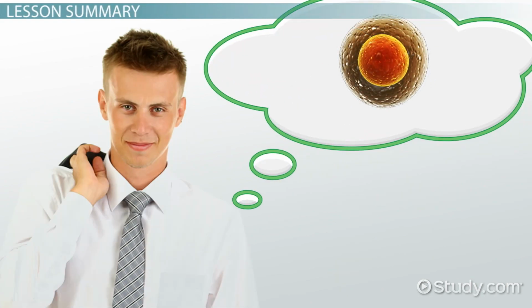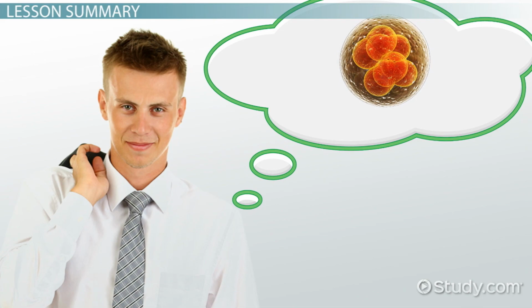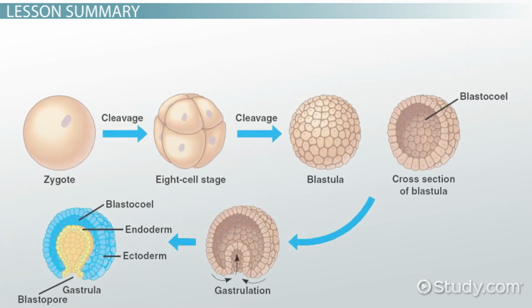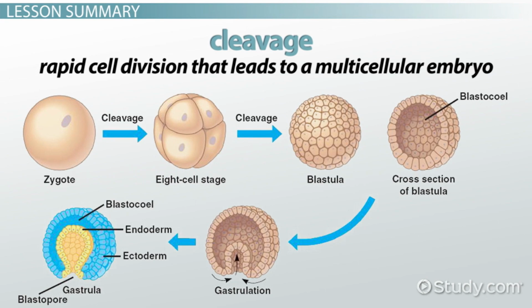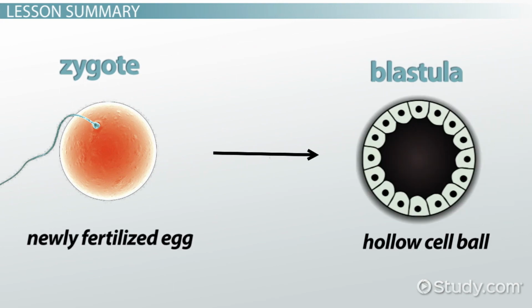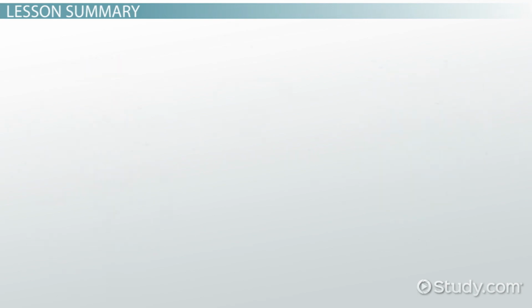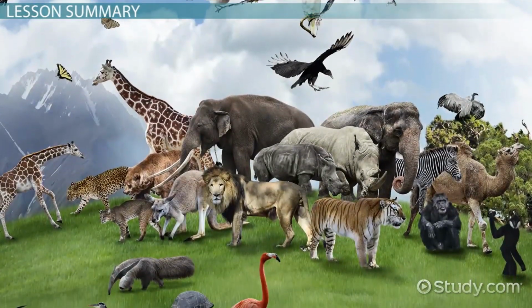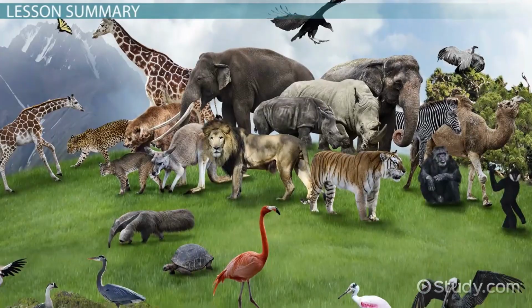You've learned a lot today about a very early but very important stage in your life. Animal cells undergo something called cleavage, which is the rapid cell division that leads to a multicellular embryo. You started this stage as a zygote, or newly fertilized egg, and ended as a blastula, or hollow cell ball. Depending on what type of animal you are, you would have undergone a different type of cleavage.